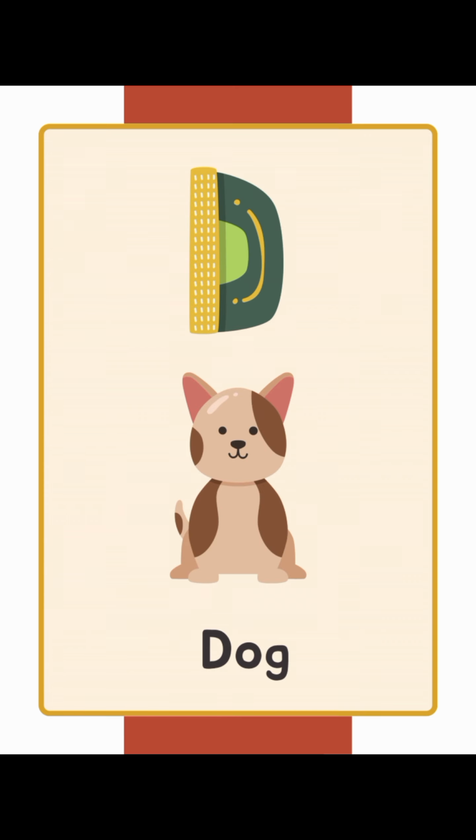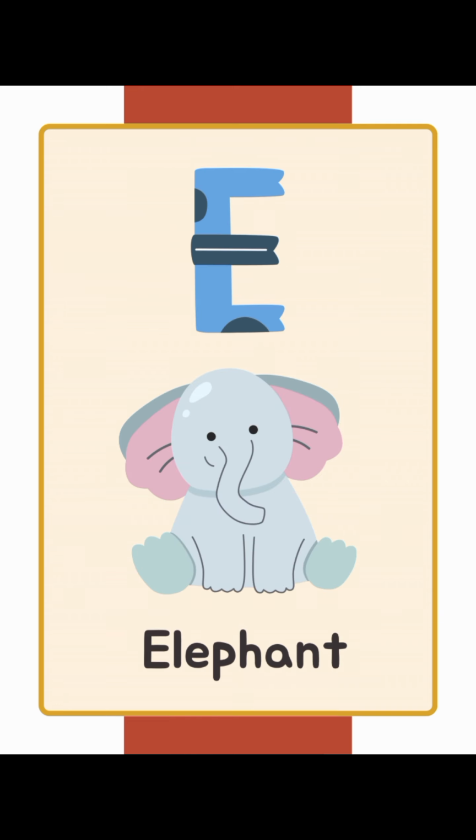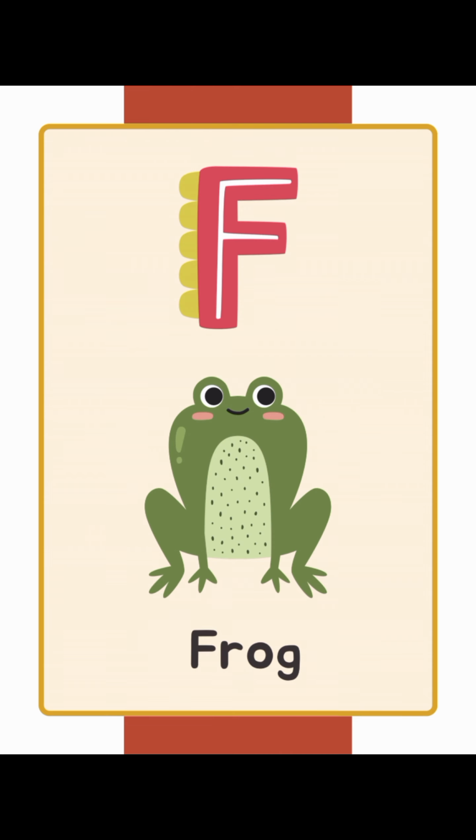D is for dog. E is for elephant. F is for frog.